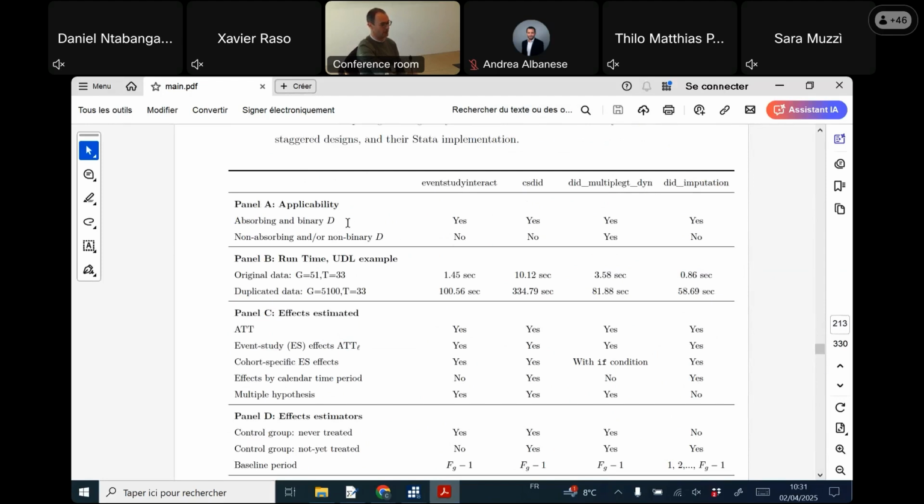So each package has its pros and cons. If you look at something that's quick, the DID imputation is the one that's the fastest. And for instance, with CSDID, the differences can be pretty large. On a small data set like the Wolfers et al., the differences are okay. In relative terms it's large, but you can wait for 9 seconds to get your results, and that's okay. But in a larger data set, which is still not unrealistically large, where you would have 5,000 groups and 33 time periods, with DID imputation you just need to wait for 1 minute, while with CSDID you need to wait for more like 6 minutes. So it's a bit more substantial.